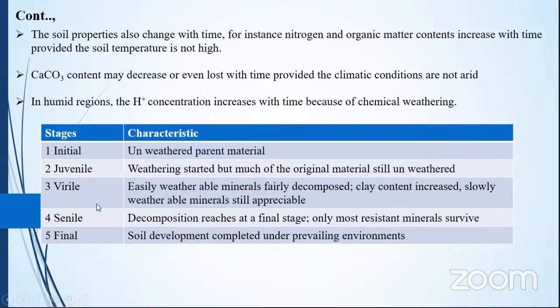What is the stage of weathering at this time? They will give the options initial, juvenile, virile, senile. You should put senile. So you should be very thorough in the stages of weathering.